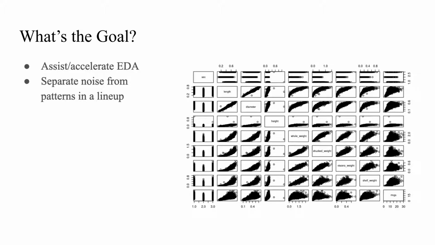So first off, to describe the goal of this project, I just wanted to assist and accelerate the exploratory data analysis process, especially when we have a number of different features and it becomes difficult to individually inspect all of the different patterns we have. And second, to be able to separate noise from an actual pattern in a lineup of images. When, say, we have 10 images that are just noise or very noisy versions of a pattern and one real pattern, can we pick out that pattern effectively?